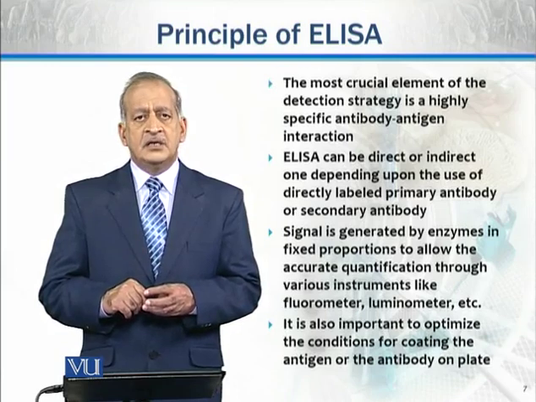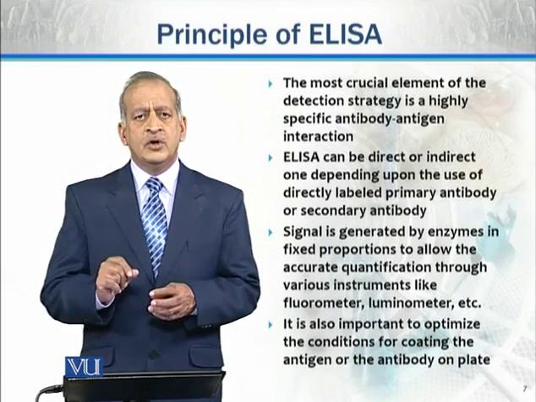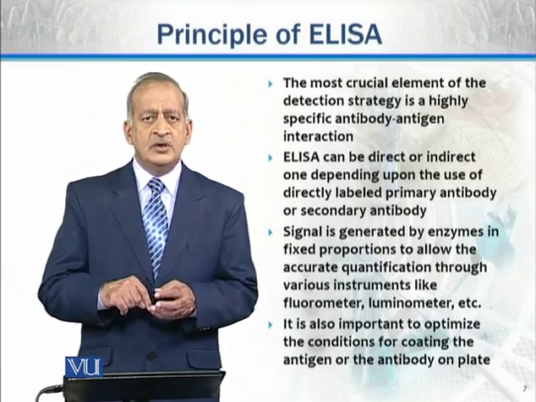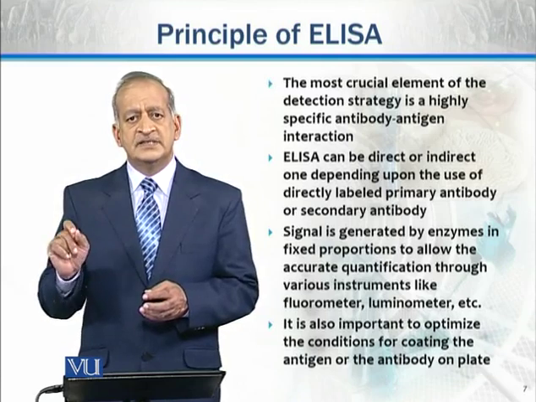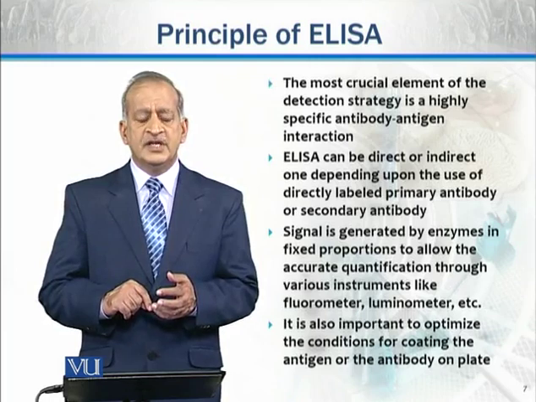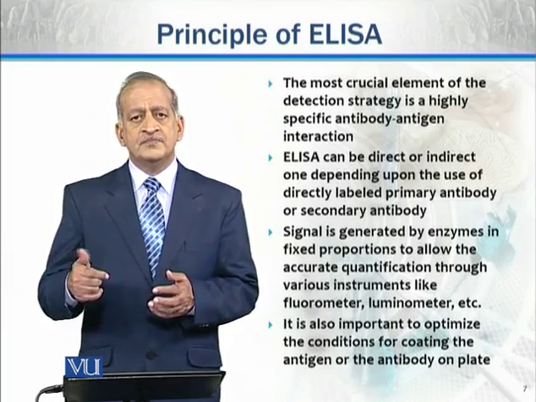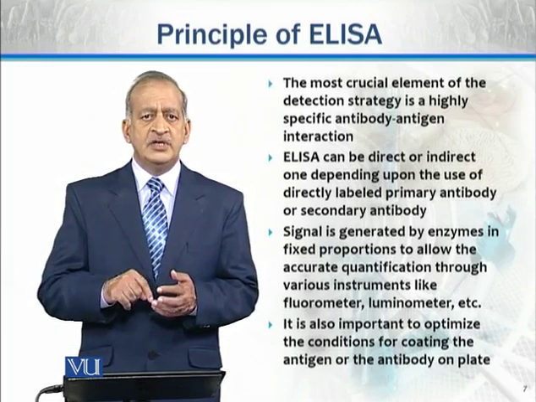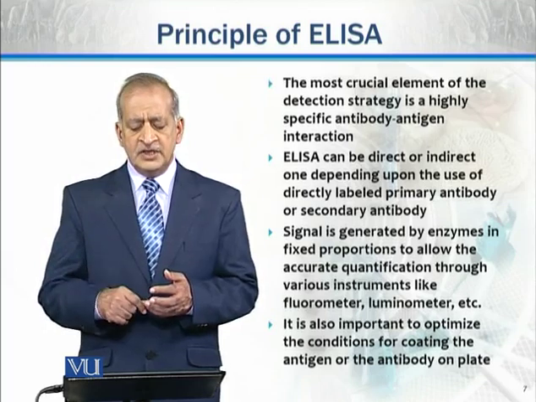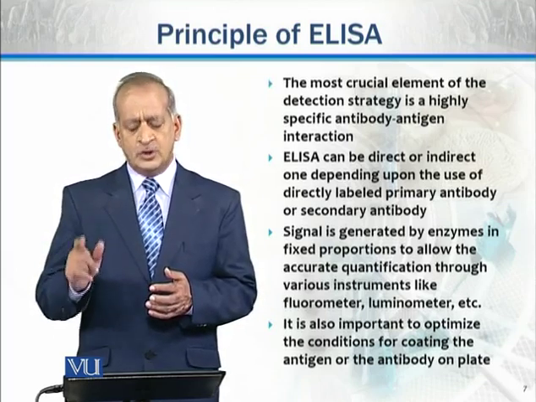ELISA can be direct or it can be indirect, depending on whether we are using a directly labeled primary antibody or a directly labeled secondary antibody. So if we use a directly labeled primary antibody, we call this direct ELISA, and if we use an unlabeled primary antibody and a labeled secondary antibody, we call this indirect ELISA. So it can be direct and indirect.